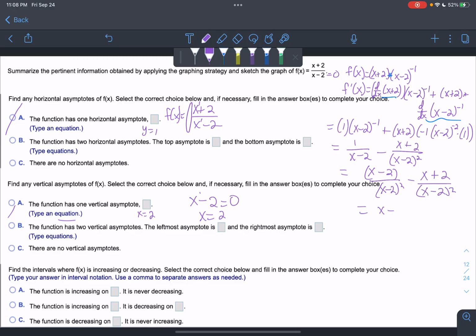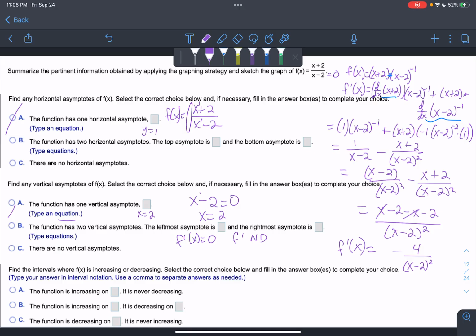And so I get x minus 2 minus x, distribute that negative in, just be careful with that, all over x minus 2 quantity squared. So I get these x's cancel, so I get minus 4 over x minus 2 quantity squared. And that is our f prime of x. Okay, so I want to know where are my partitions, right? My partitions are where my f prime of x equals 0 and f prime does not exist.